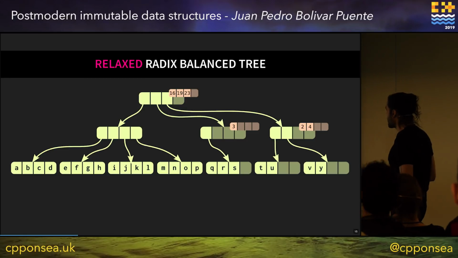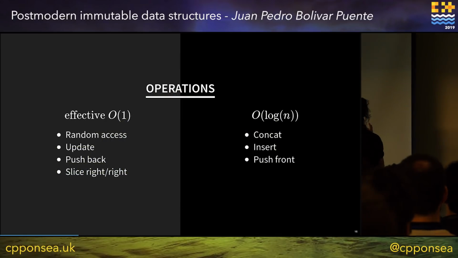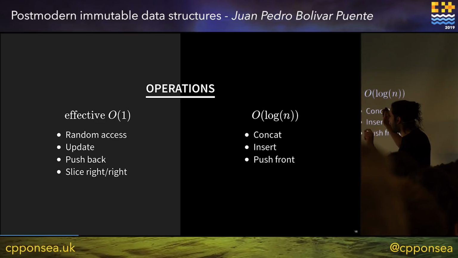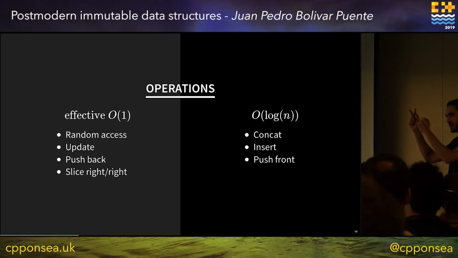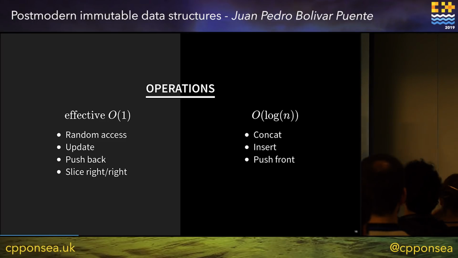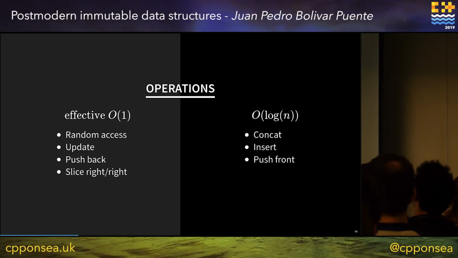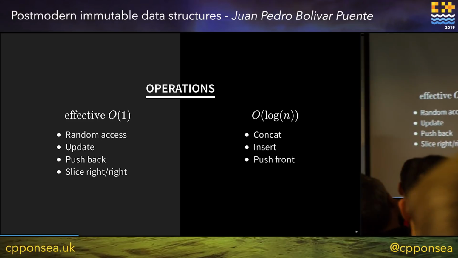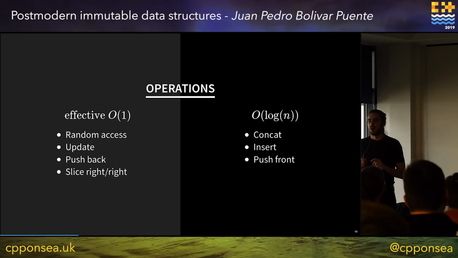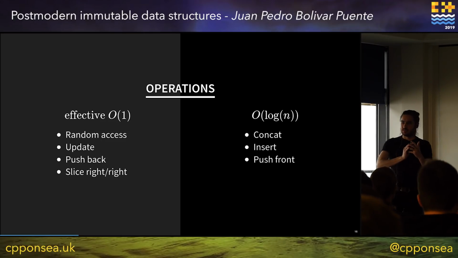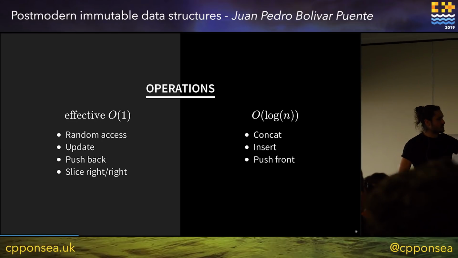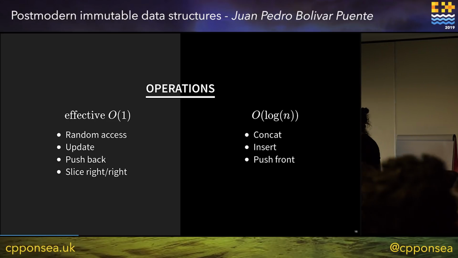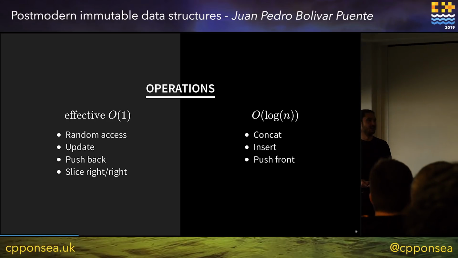This is the relaxed radix balanced tree, and this is the map of operations. We have effective O(1) random access, update and push back. I say effective O(1) because in reality it's logarithmic, but it's logarithmic to this depth that in practice, since it's not that deep, you can experimentally say, well, it's like effective O(1) with maybe a big constant, but O(1). Then there is concatenation, insertion, and push front, which is actually really logarithmic. So this is nice.